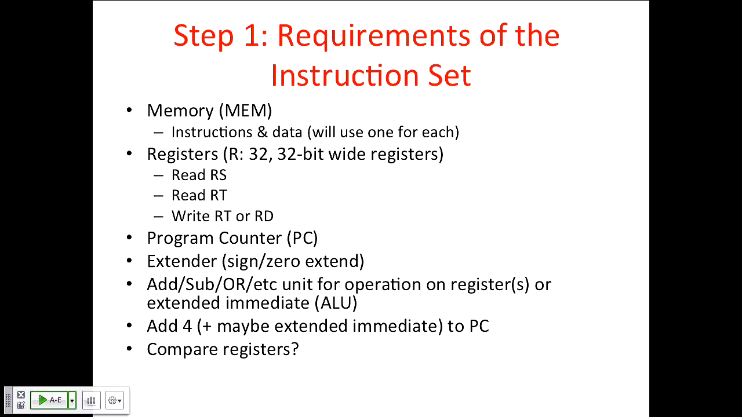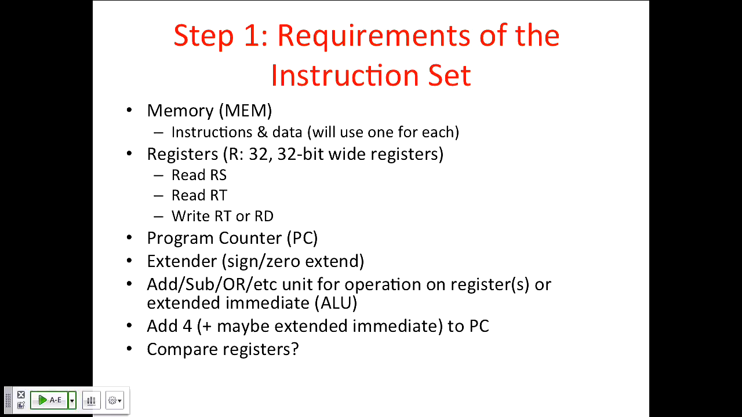We need these 32-bit wide registers to hold the state of the machine, the state of the program. We need to be able to read the RS field and the RT field, those addresses from the instruction. We also need to write either a register whose address is given in the RT field or in the RD field. We also need a program counter. We need something to hold where we are right now in the program.